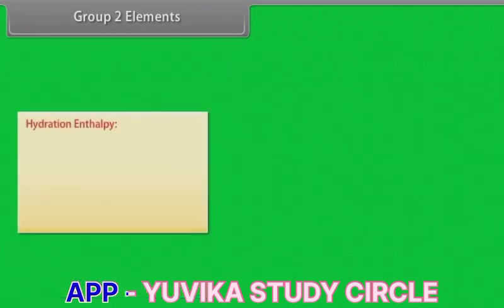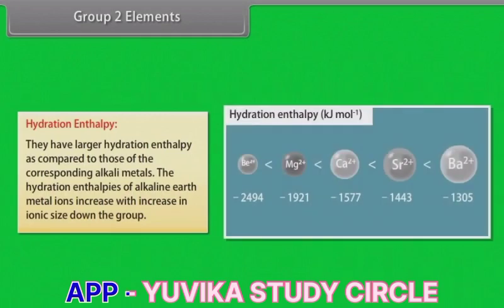Hydration enthalpy. They have larger hydration enthalpy as compared to those of the corresponding alkali metals. The hydration enthalpies of alkaline earth metal ions increase with increase in ionic size down the group.